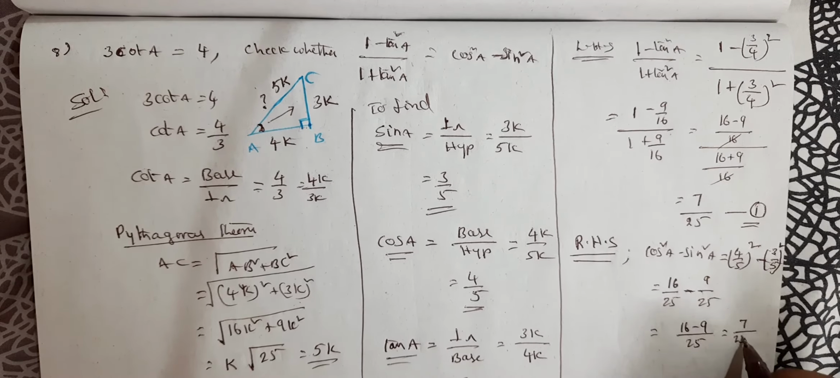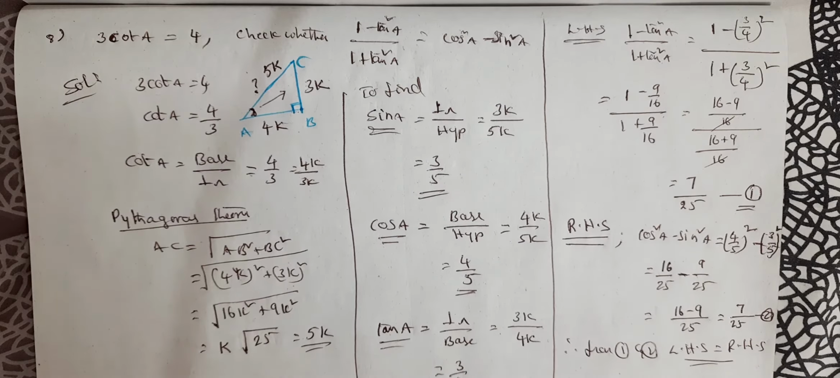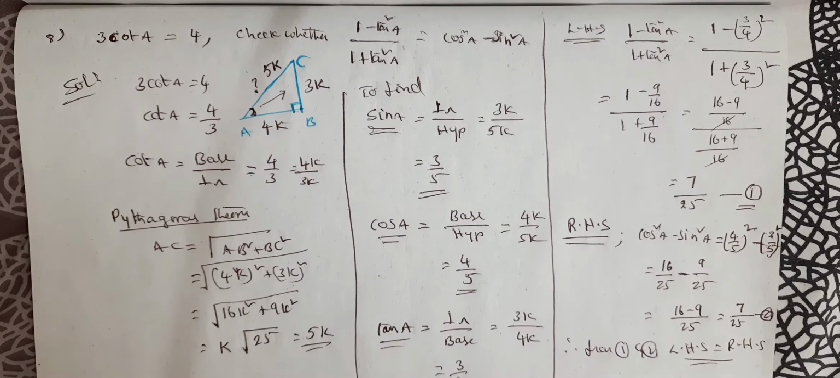So now from 1 and 2, if you observe, equation 1 value and equation 2 value are equal. So therefore, from 1 and 2, LHS is equal to RHS. So hence, what is the conclusion? 1 minus tan square A by 1 plus tan square A is equal to cos square A minus sin square A. So this is what we checked whether it is true or not, and therefore it is true, right? So this is the problem.